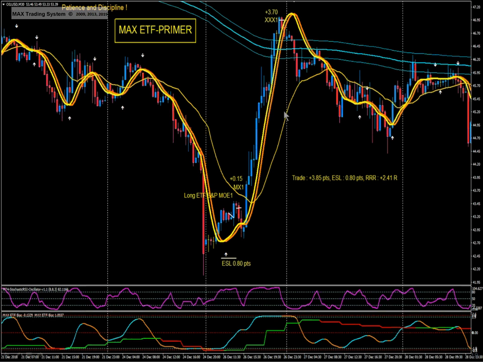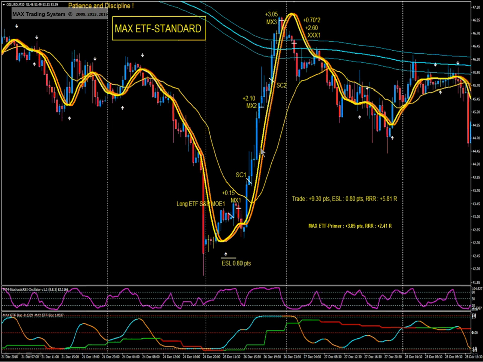The same up movement with the Max ETF standard would have given additional scale-ins and exits, and you can see the result: a 5.8 reward to risk ratio instead of 2.4, so more than 2 times the result of the Max Primer thanks to the scaling technique.